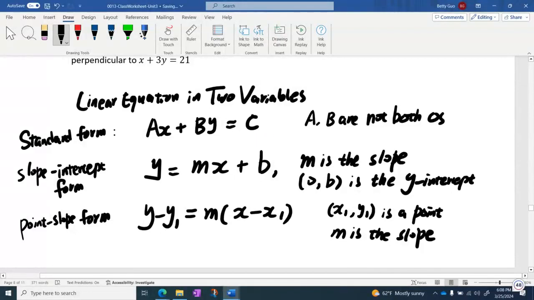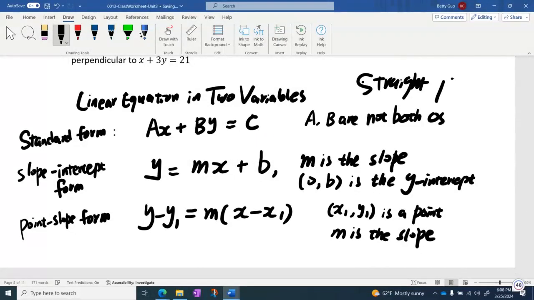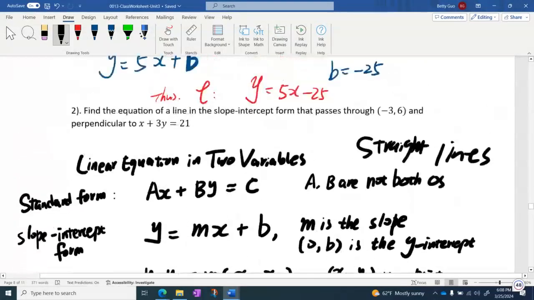Linear equations in two variables represent straight lines. If you see equations in one of the three forms, you know you are looking at a straight line in a rectangular coordinate system.